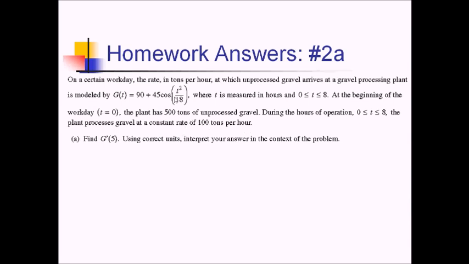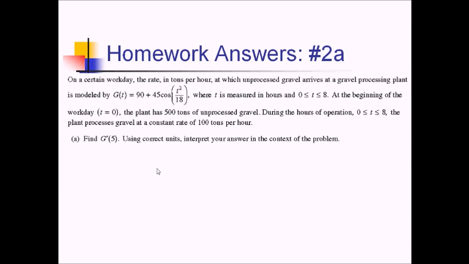So we have a rate in, given by this g of t. We have an initial value of 500. We have a rate out of 100, just a constant rate out. For part A, they want g prime of 5, and interpret your answer with correct units in the context of the problem. So I'm going to start by putting my g function in my calculator.